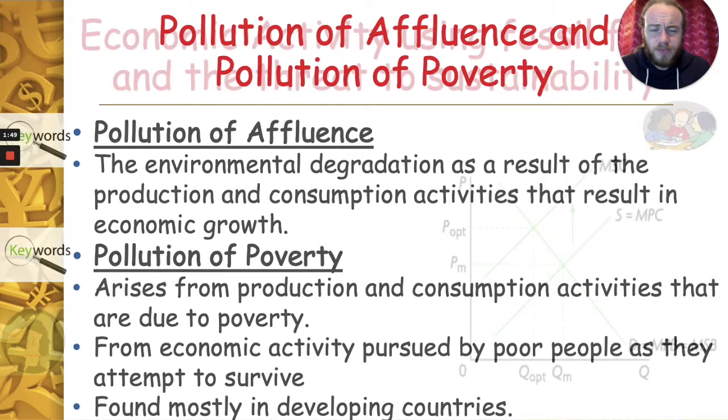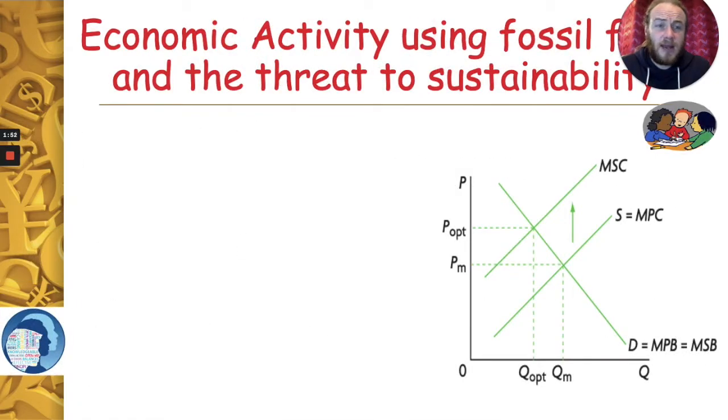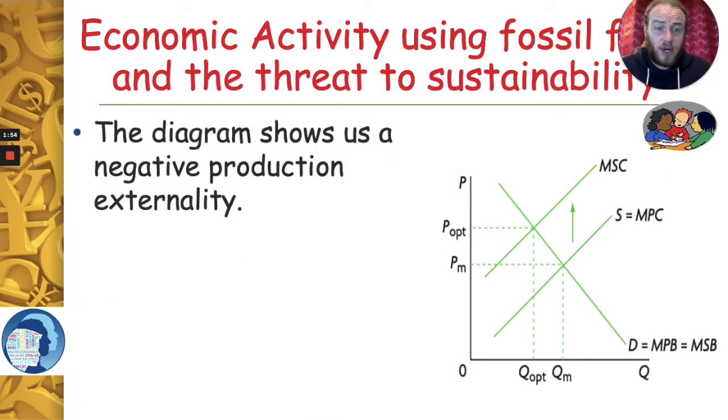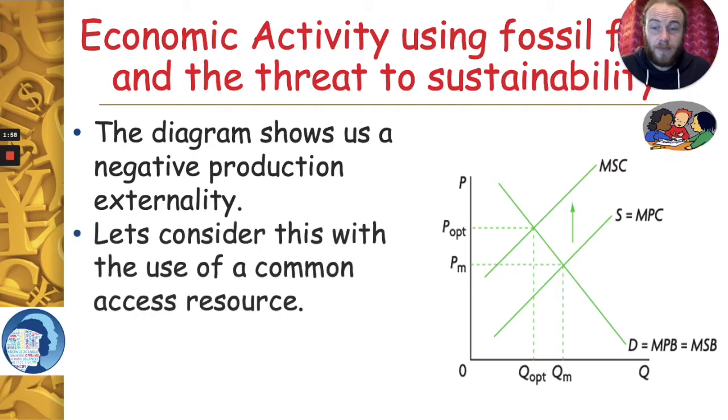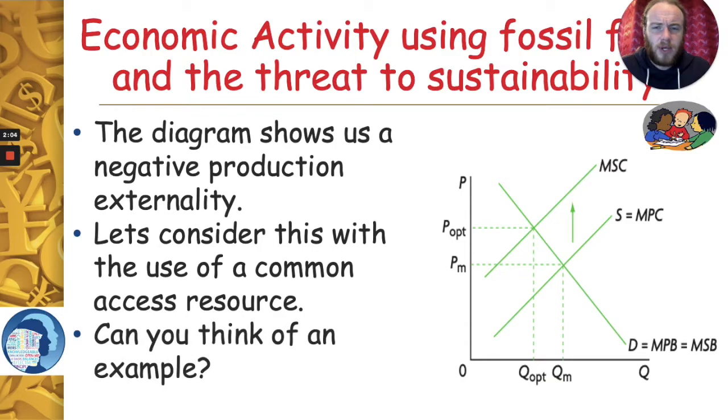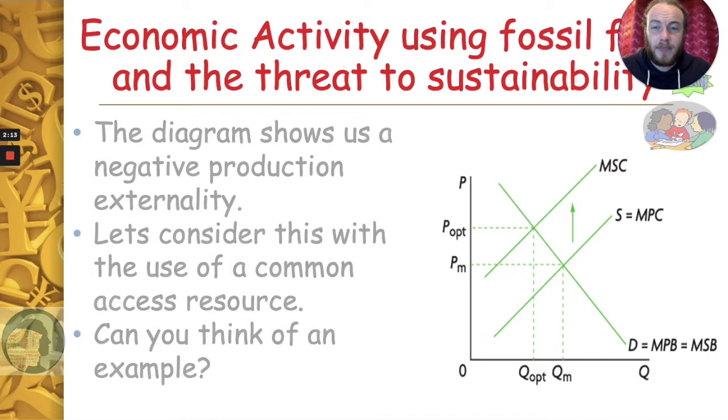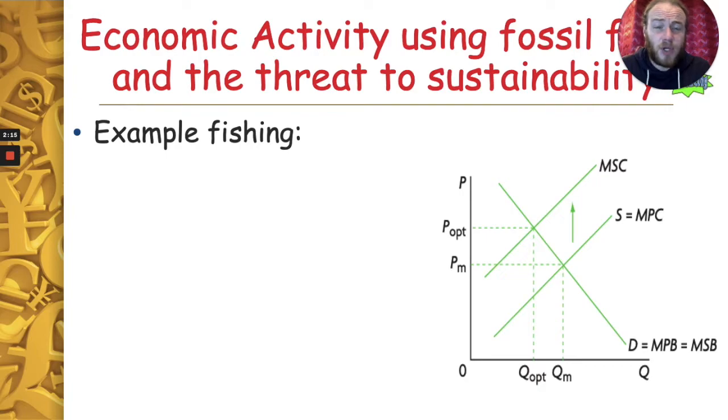So, if we look at this from a negative externality point of view, the diagram to the right shows us a negative production externality, as we've already seen before. Let's consider this when we use common access resources. Can you remember what common access resources were? Now, can you think of an example of a common access resource that caused a negative production externality?